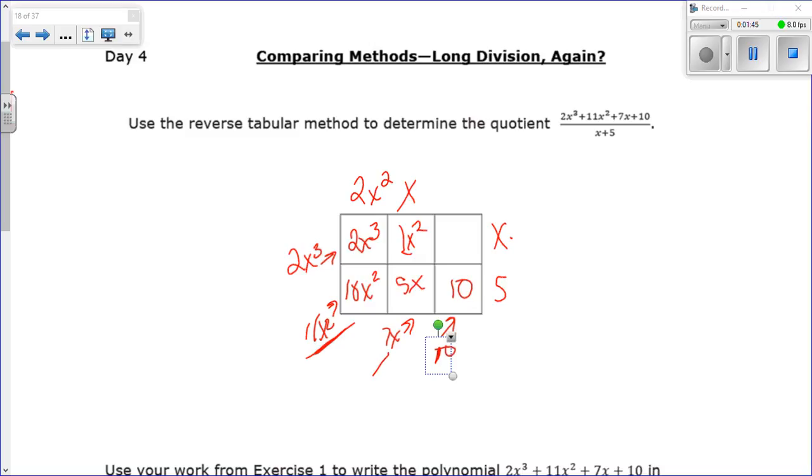And since this diagonal here needs to be 7x, 5x plus what gives me 7x? Well, that would be 2x. What do I have to multiply x by to get 2x? That would be 2. And 2 times 5 is 10, and that's what we said needed to be there. So the answer is 2x squared plus x plus 2.